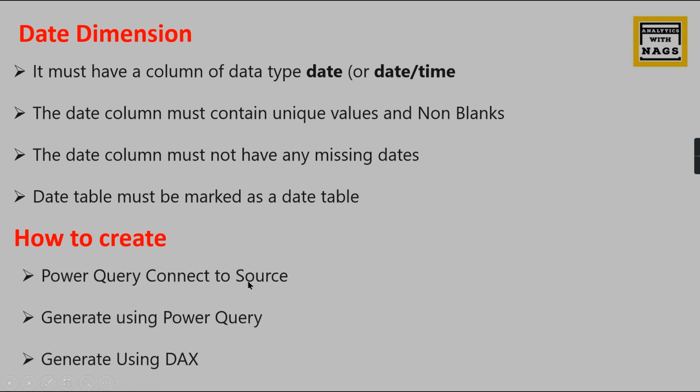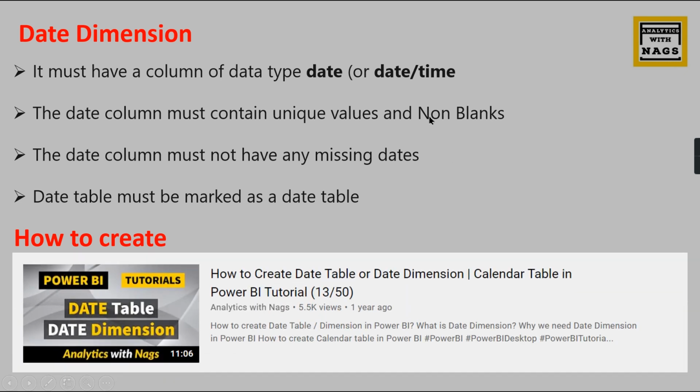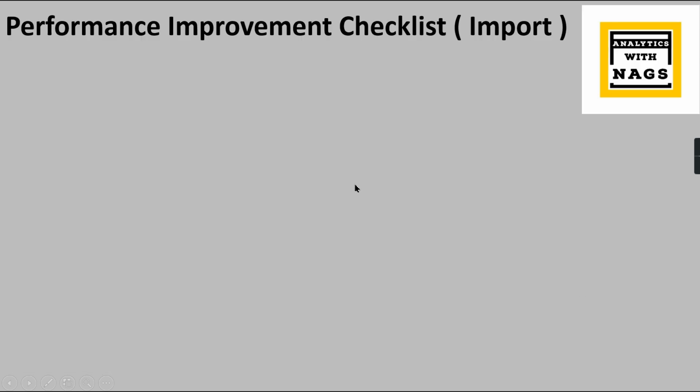If you are creating directly in Power BI, then you can use Power Query, or if your source table itself has dates, then use Power Query to connect. That is, from Power BI you can connect directly to the source, or you can generate using Power Query or generate using DAX. You have different options. I already made a video on this. You can check it out for how to create a date table and dimension table.